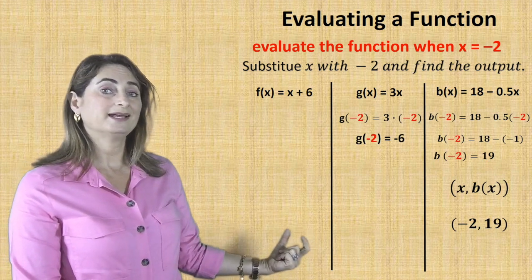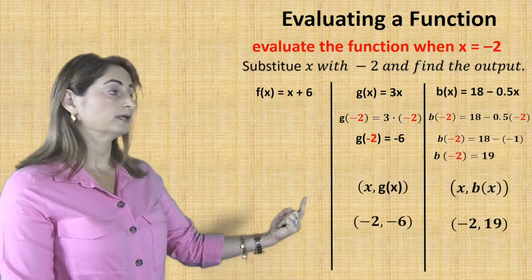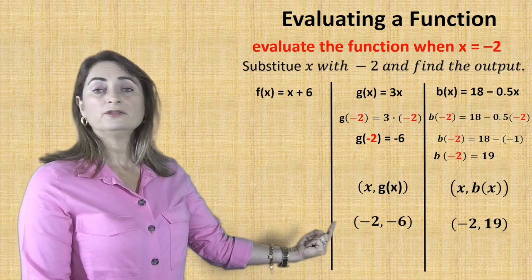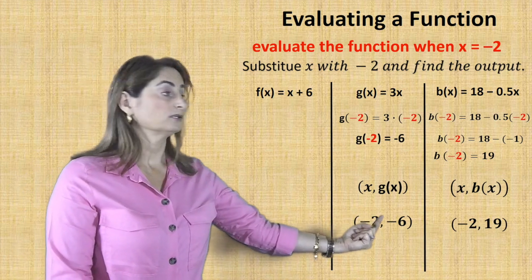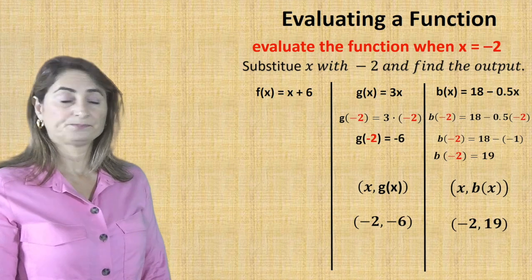How do you write that as an ordered pair? I need x and y. X is -2, and the y is the g of x when x equals -2, so it's -6.